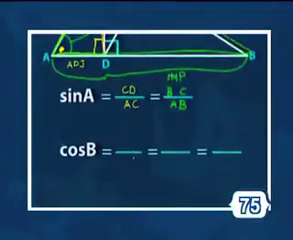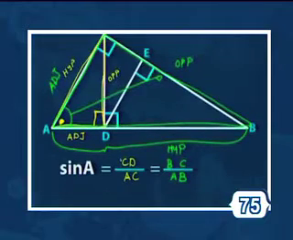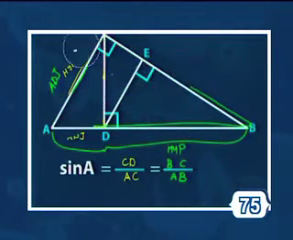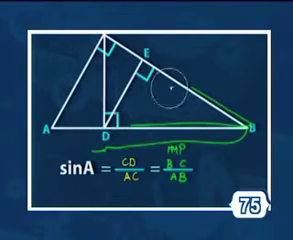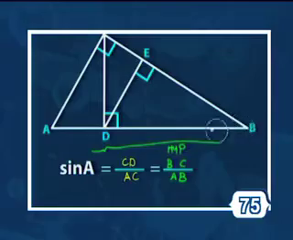Okay, let's move on to cos of angle B. So now we've changed our angle. We're no longer at angle A. We've now changed to angle B. Alright, and we just need to get rid of all the other markings so that we can just concentrate on the cos part of this. So we're now looking from angle B.